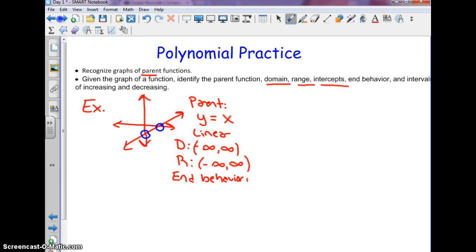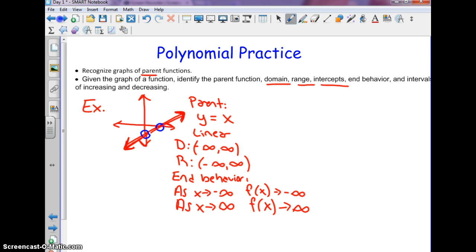So my end behavior is as x goes to negative infinity. So when I look to the left, this direction, right, my y value is going down. So my f of x is going to negative infinity. And I also know that as x goes to positive infinity, so as I go to the right, this direction, my f of x, my y value, is going to positive infinity as well.